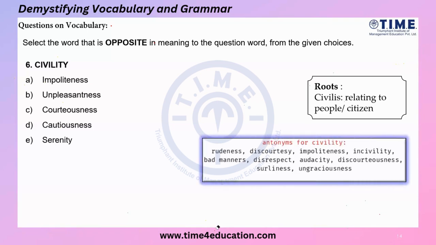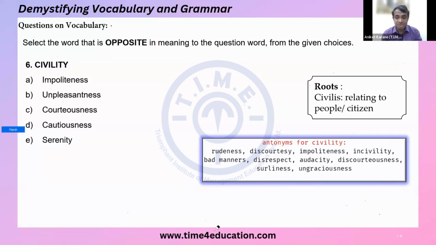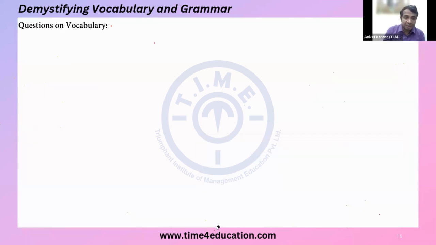Thank you. So antonyms, other antonyms that civility can have. Apart from impoliteness, what could be the antonyms? So rudeness, discourtesy, incivility, bad manners, disrespect, audacity, discourteousness. See, there was courteousness here given to fool you. If it was discourteousness, you could have got that answer. Surliness is when you are bad in your tongue, giving bad words. So surliness. Ungraciousness. So you're not gracious enough, that way.